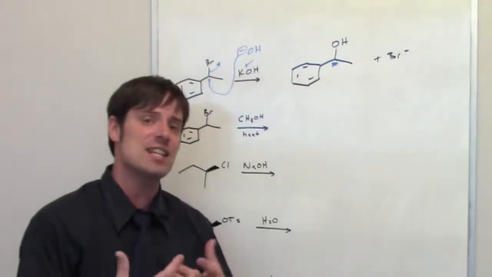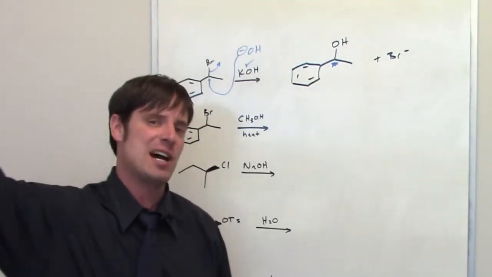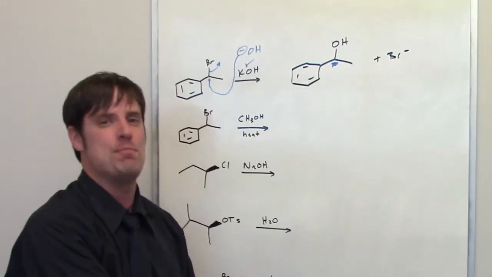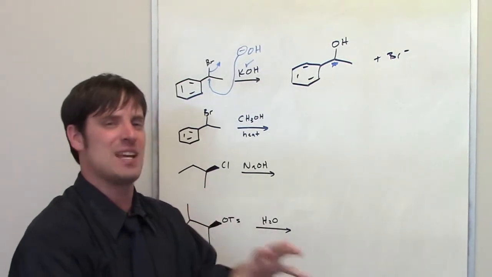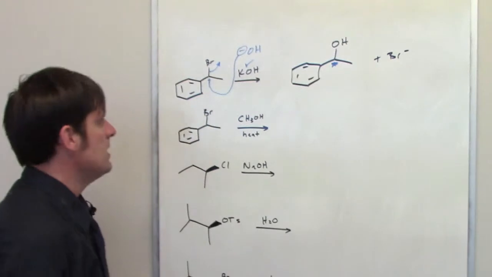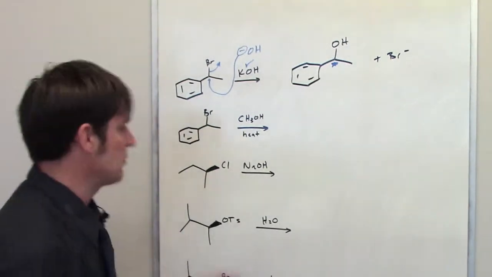Remember that in an SN2 reaction, the nucleophile has to come in from the opposite side, or the back side, from which the leaving group is attached. Hence, you get an inversion of stereochemistry. All right, we'll go through our questions a little bit faster for this example.